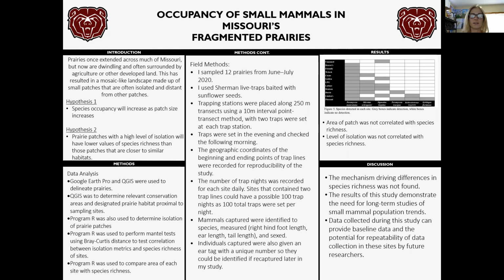The results of this study demonstrate the need for long-term studies of small mammal population trends, as well as for other short-lived animals. It's hard to get a little capture of the abundance while you're doing your study, and we really need more long-term studies to find out what's going on and what is causing the differences in species richness over the sites.